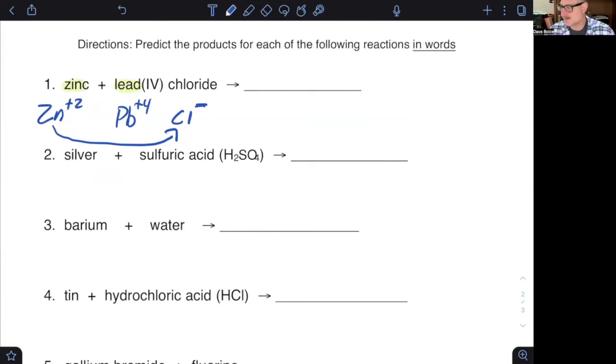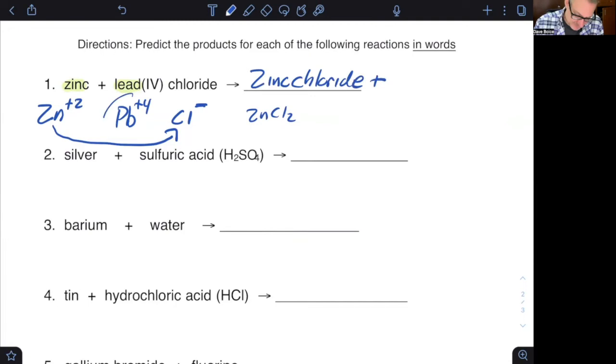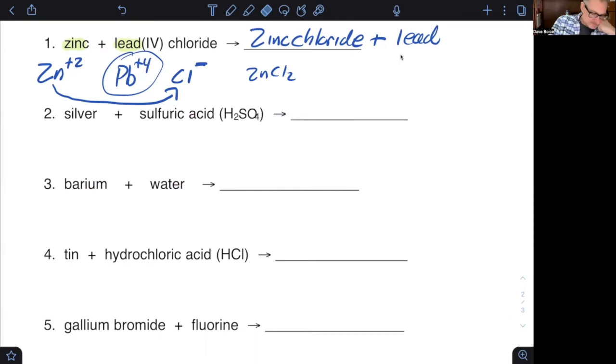And since we're answering this in words, instead of doing that, what we're going to do is write zinc chloride. And then the lead is going to be left all on its lonesome. If it's a solid, the charge is not important. So plus lead.